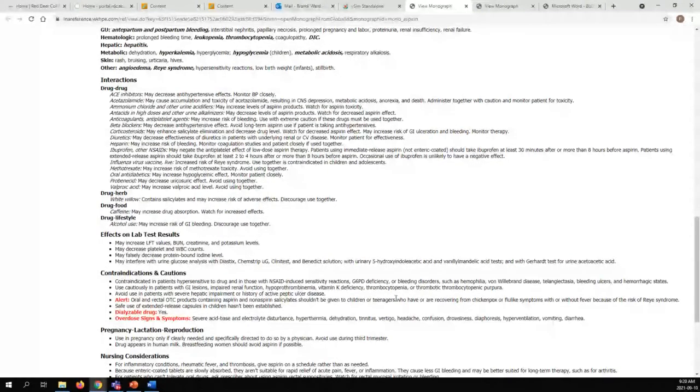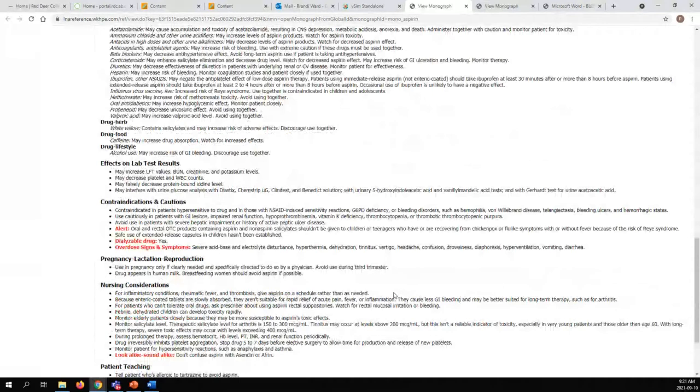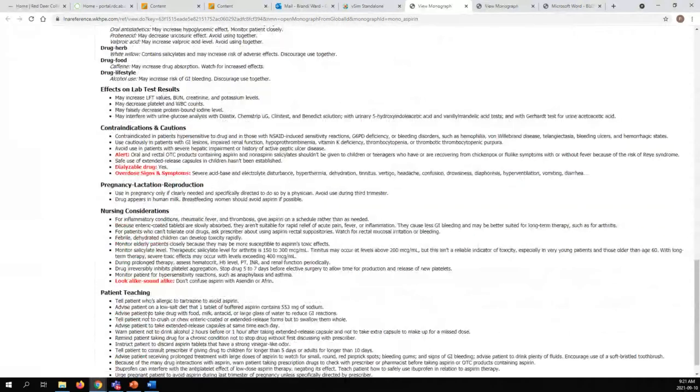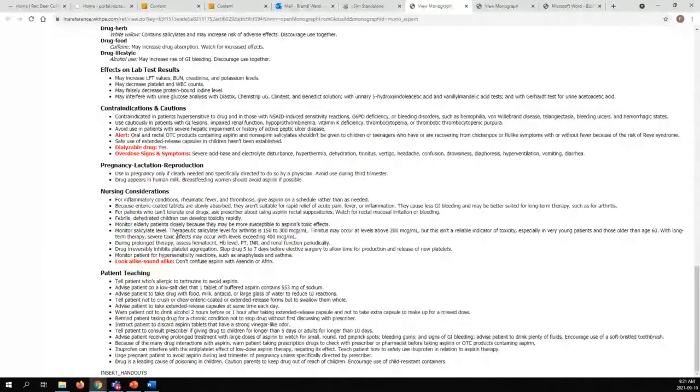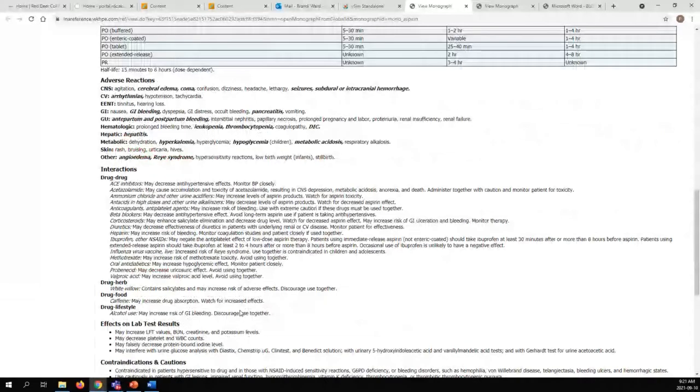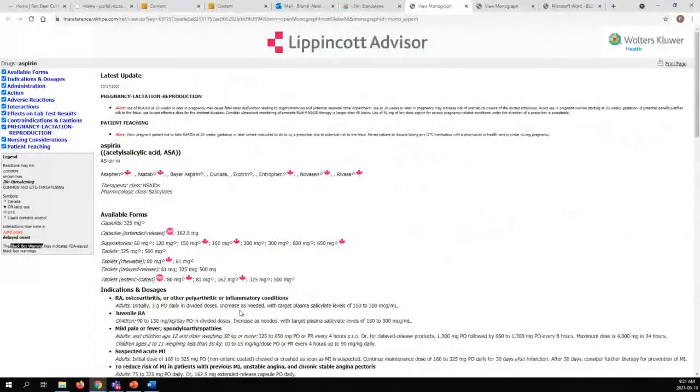Of course, you're welcome to use your drug guide as well. But you can see that this is outlined in great detail, including all the same content that you would find in your drug guide.